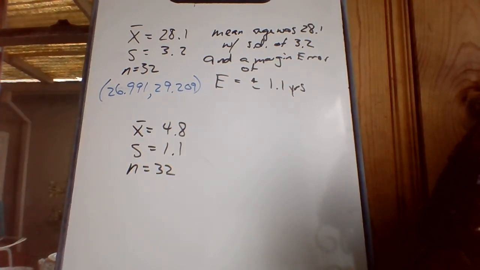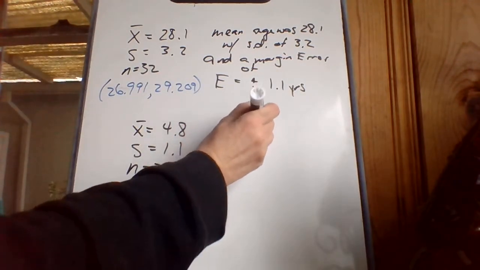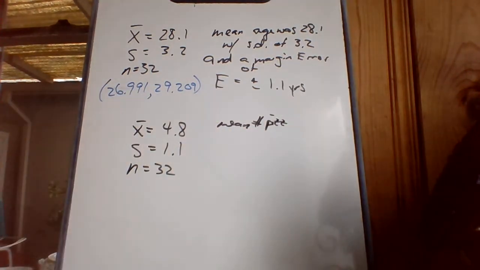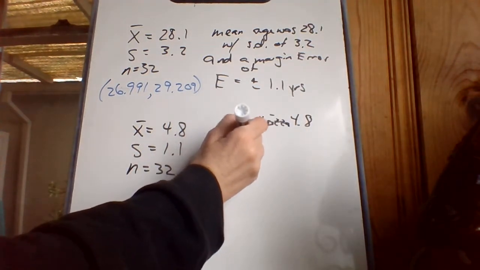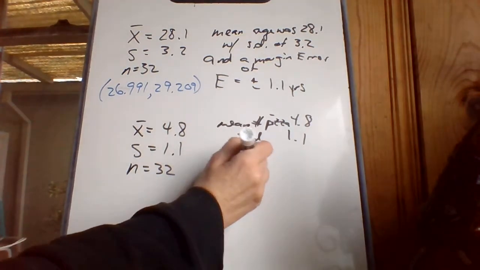So stat test, Z interval. Sigma is 1.1. X bar is 4.8. N is 32, confidence level is 0.95. So the mean number of pizzas, or whatever you've done, was 4.8, standard deviation of 1.1, error of plus or minus.